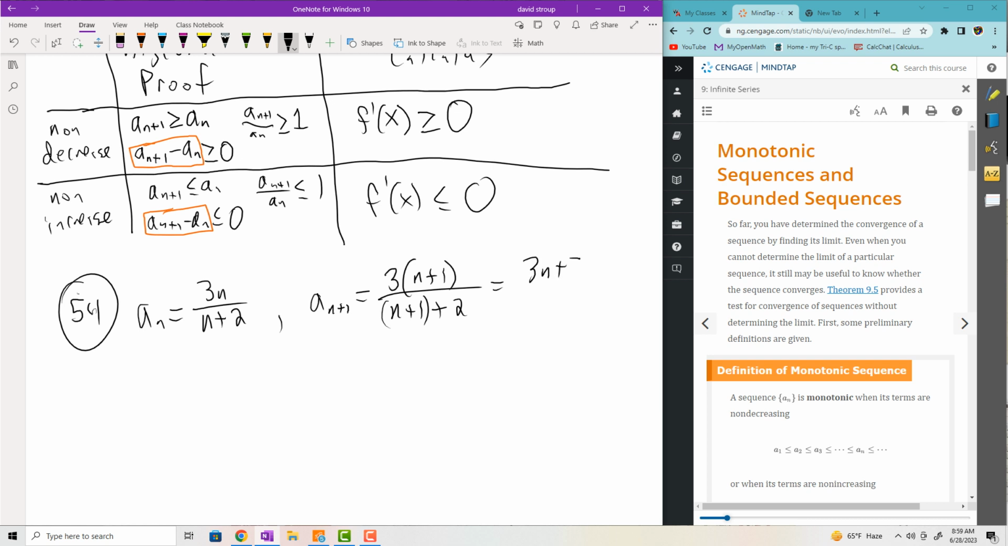Simplify a little bit by distributing. Okay, and now I'm going to consider the difference. I'm going to combine this into one term by multiplying by denominators here.